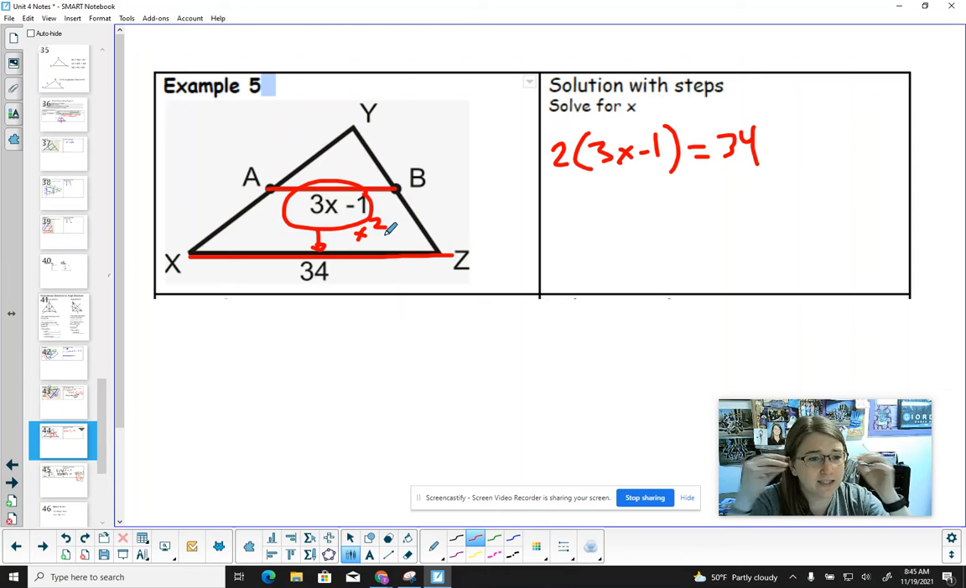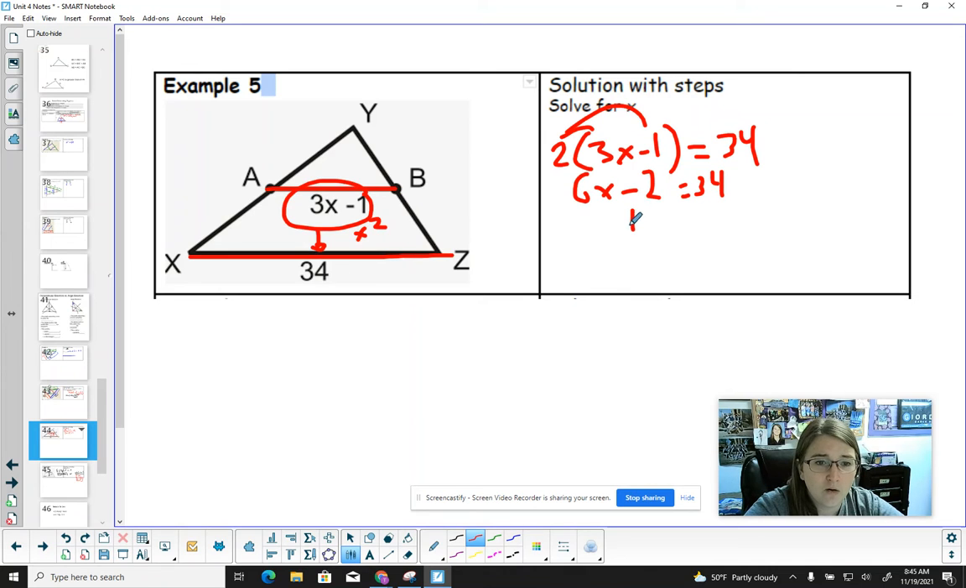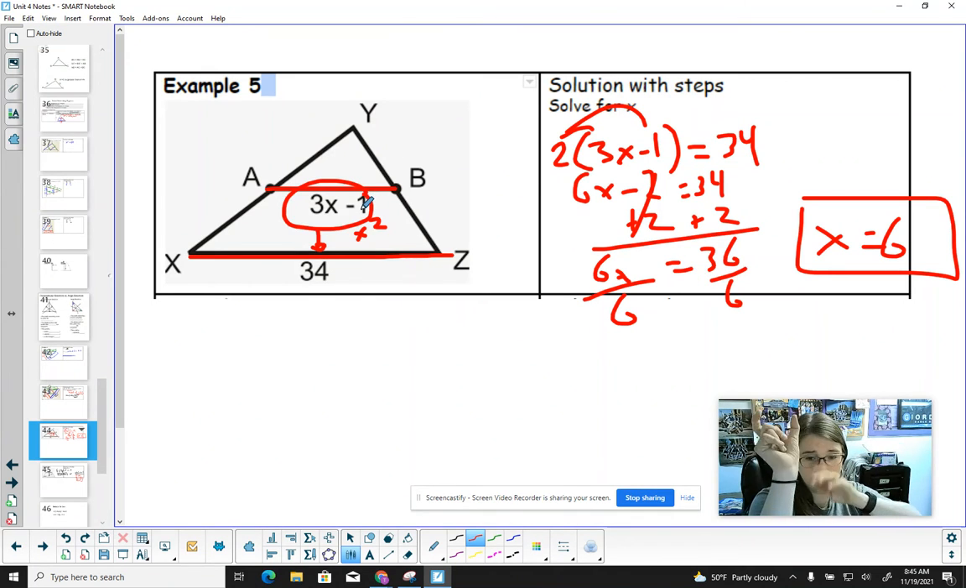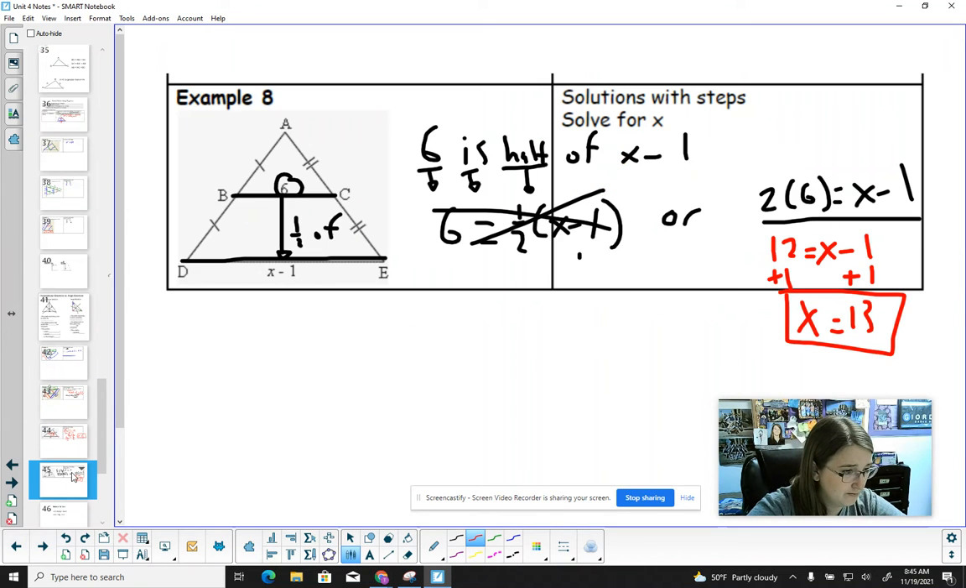Again, when you're writing these equations, think I need to double my small one to get my big. Well, this is going to give me 6x minus 2, right? Distribute. Got to get rid of those parentheses. We're going to add 2. We get 6x equals 36. And then divide by 6. You should have gotten that x equals 6. And again, we don't need to plug in, right? We can just leave that be. So once more, with this picture, think double the small one to get the big.